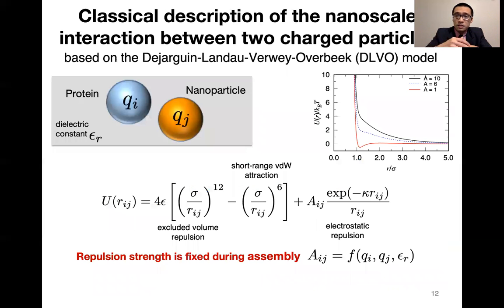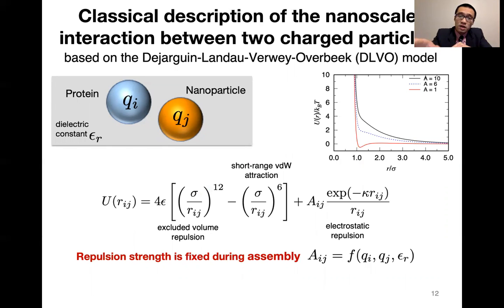systems. So we start with the very classical description for these systems using DLVO theory. You can see, given two particles with charges Qi and Qj in a solvent of dielectric constant epsilon r, this theory gives us three contributions to the interaction between two particles, as shown here. I want to focus on Aij, the repulsion strength between two particles, which is a function of the charges Qi and Qj and epsilon r.